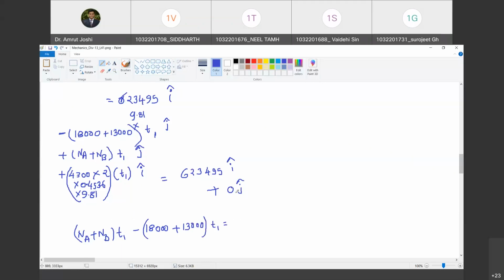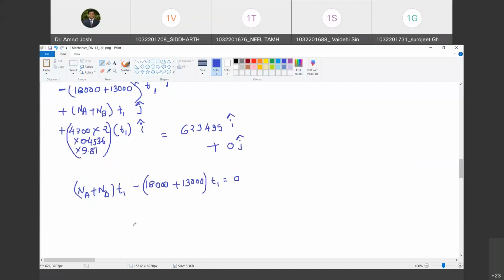must be equal to the coefficient of j cap on the right hand side, which is 0. Agreed? So what do I get? I get what I get from the equilibrium equation. See, Na plus Nb must be equal to 18,000 plus 13,000. Are you with me? This is nothing but the equilibrium equation in y direction, because in y direction there is no motion. So you were bound to get this. Are you with me?